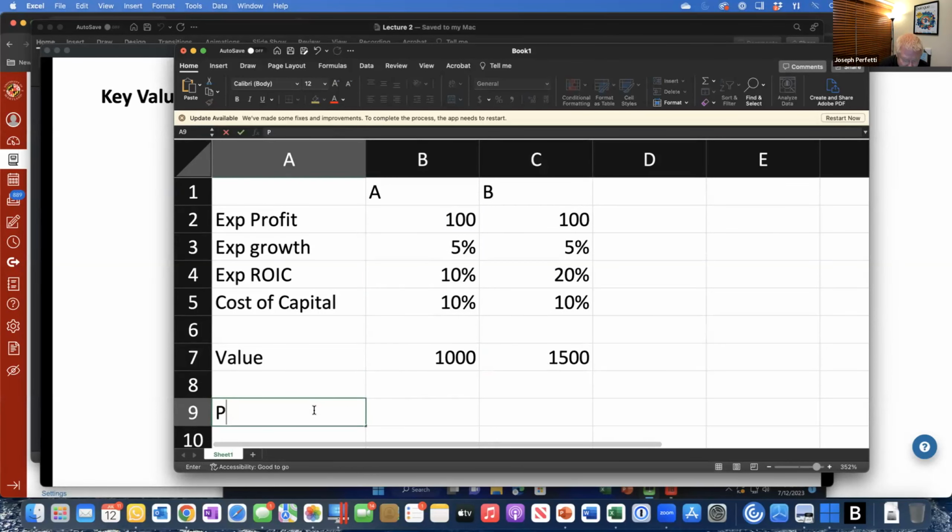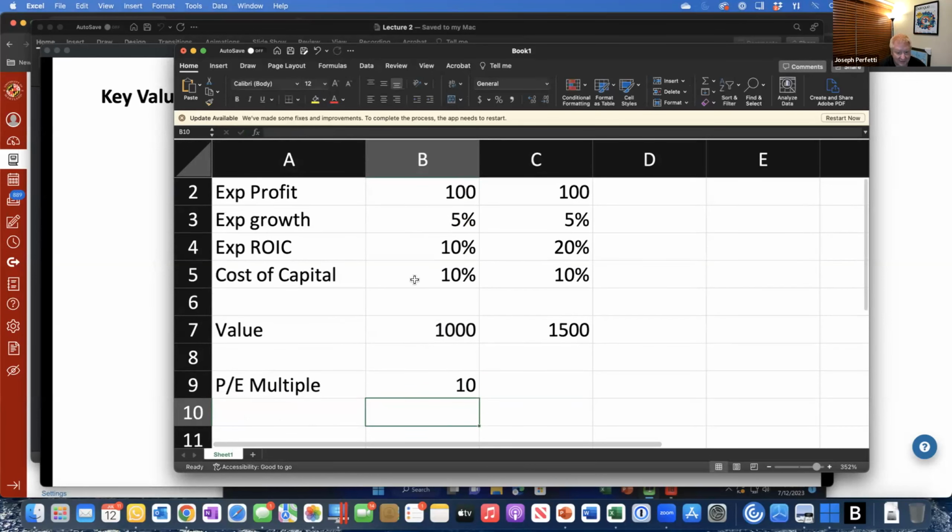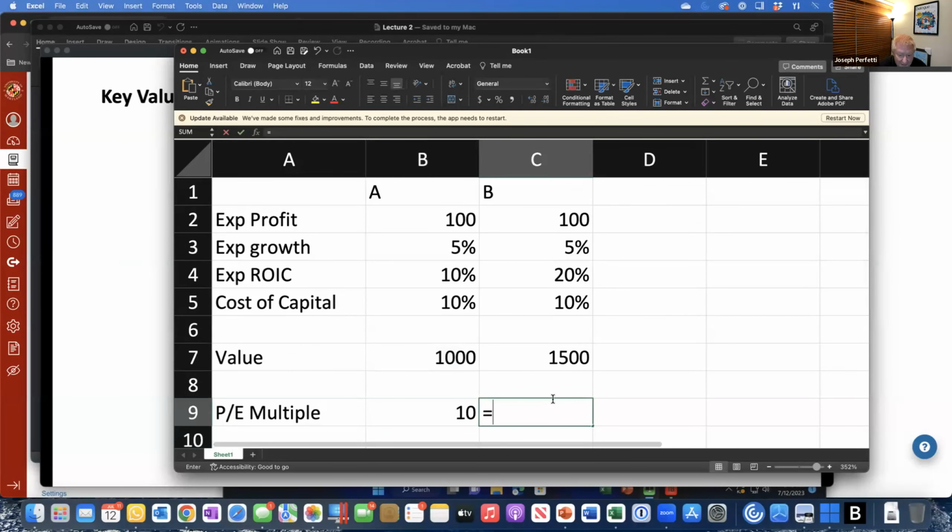There is something called a price to earnings multiple. What is the price to earnings multiple of company A? What PE would they trade at? I heard, is it Ed Tutu? You said something, but you're on mute. Oh, I said 10. That's your 10. Because their price is $1 billion. Their earnings are 100 million. They would trade at a PE of 10. You're exactly right. For B, 1,500 divided by 100, price divided by earnings, they trade at a PE of 15.